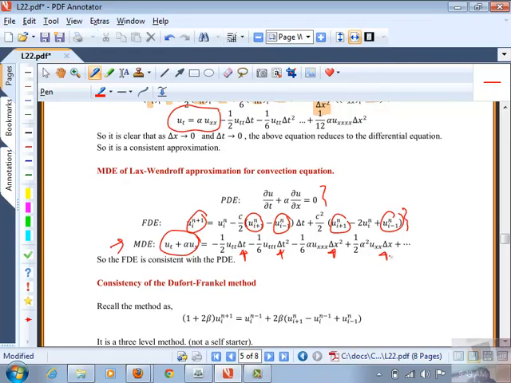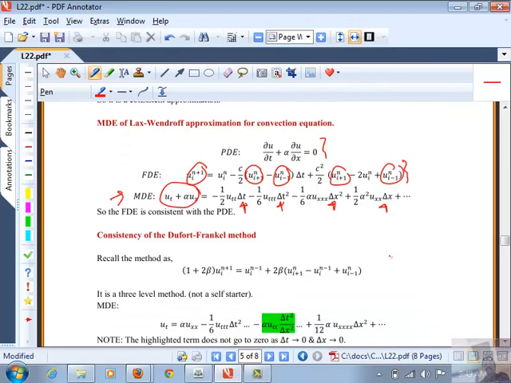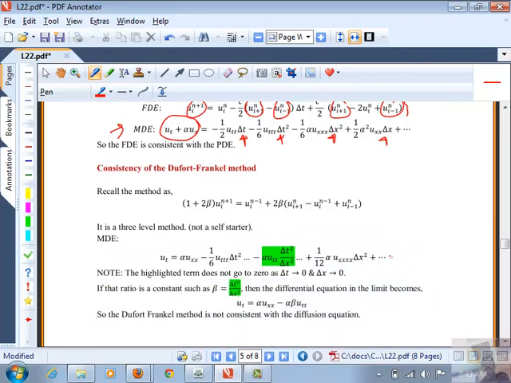Now, here is an example where it is not consistent, the DuFort-Frankel method. So the difference template is this, and it's a three-level method. Okay, it requires n minus 1, n, and n plus 1. And if you develop the modified differential equation, this is for the diffusion equation, you get those terms. But you also get a term that is delta t squared, and then alpha u_tt times delta t squared over delta x squared, plus this.